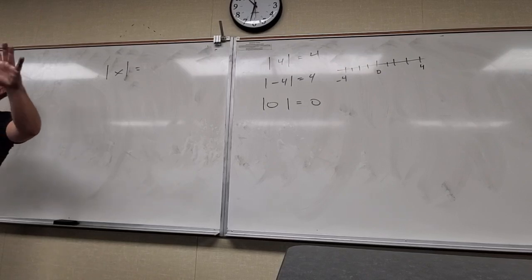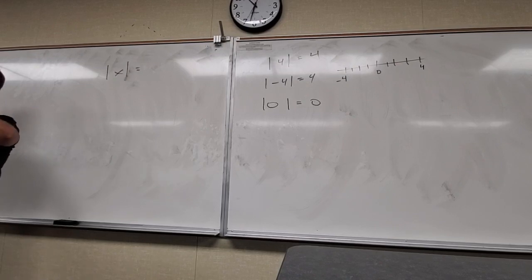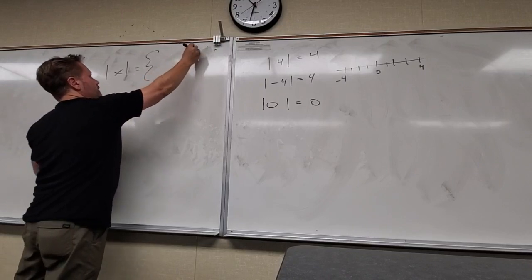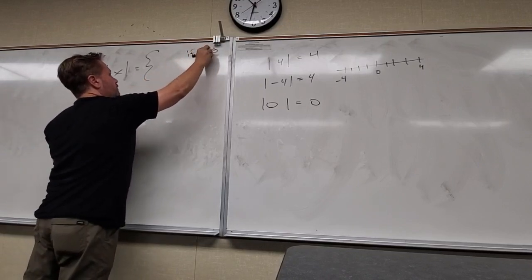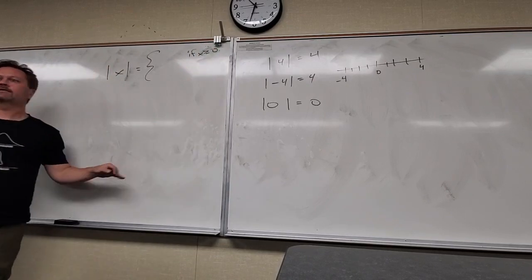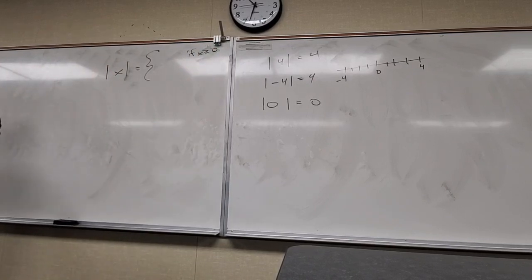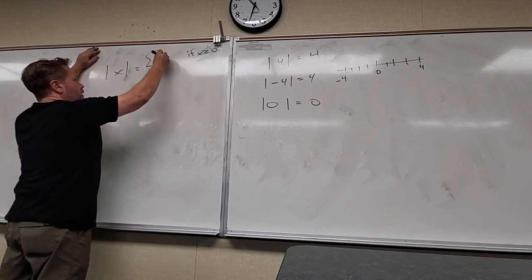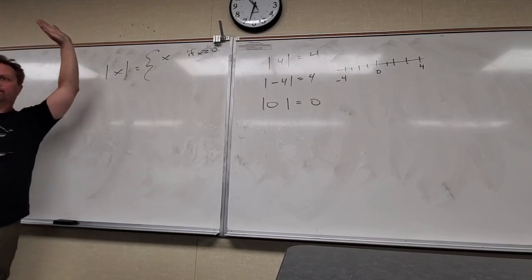Not a pennywise function. If x is positive, can somebody tell me what the absolute value does if x is not negative? If the number I put in is not negative, does the absolute value do anything? No. Absolute value of 4 is 4. Absolute value of 0 is 0. Absolute value of 7 is 7. It doesn't do anything. So if the input is positive, it stays the same.